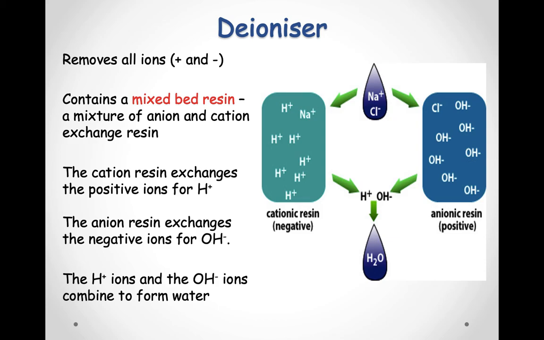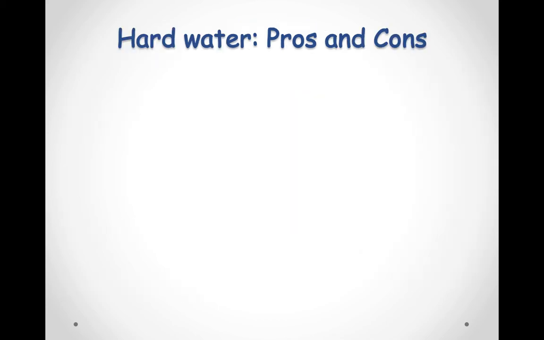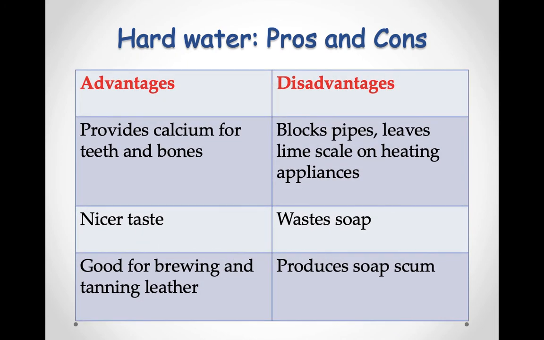Finally, in this section, we're going to look at the pros and cons of hard water. And we've mentioned a couple of these as we've gone along. So the advantages of hard water. Well, if it has calcium ions in it, that's going to be good for our teeth and our bones, for maintaining the strength of teeth and bones. It also gives it a much nicer taste. There's a really nice taste to water with a bit of calcium in it. And because of that nicer taste, this water is more suitable for brewing. It's also more suitable, as it happens, for tanning leather.